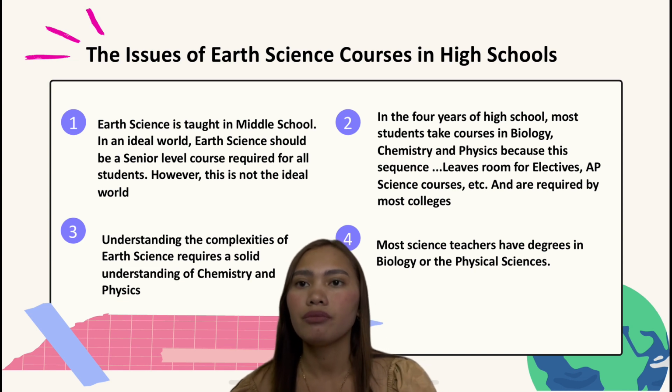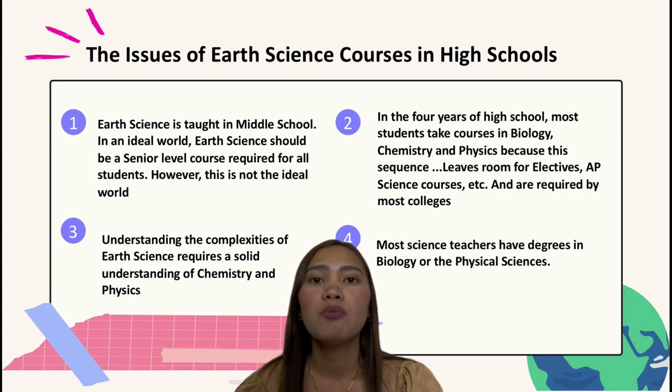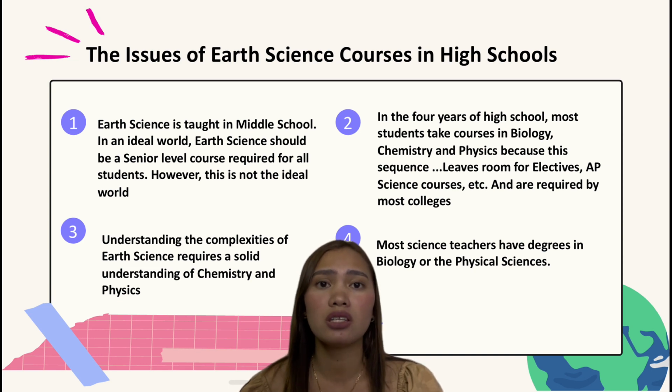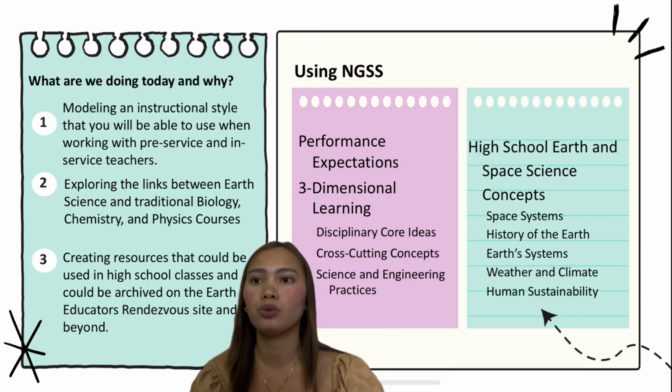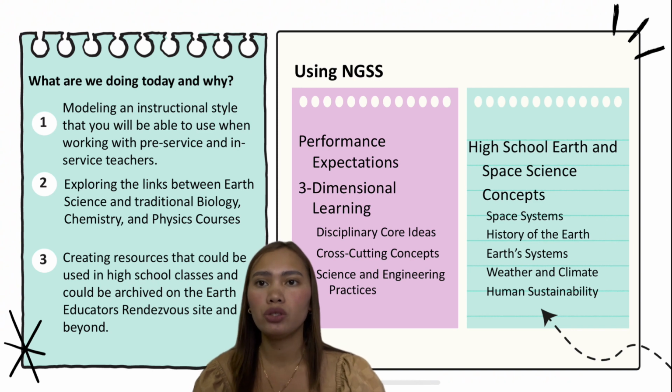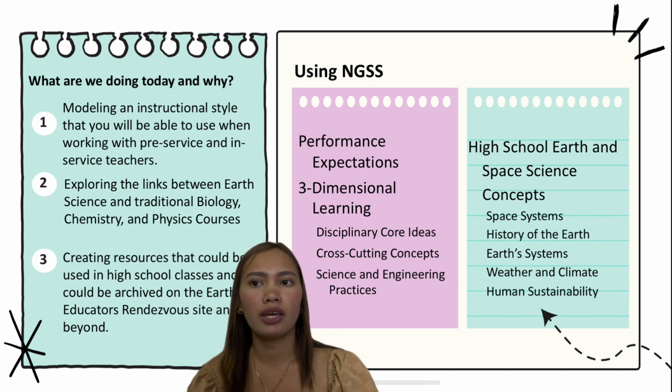Third, understanding the complexities of earth science requires a solid understanding of chemistry and physics. And the last one, most science teachers have degrees in biology or the physical sciences. Despite the issues of earth science courses in high school, there are many opportunities to incorporate earth science concepts into other high school courses. And what are we doing today and why?